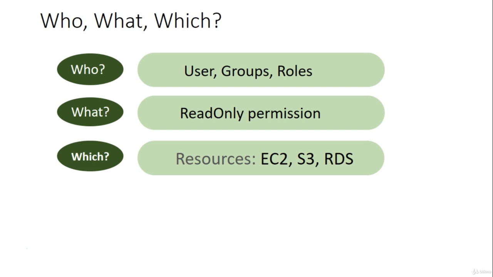Then comes the which part. This defines the resources which are allowed to be accessed by the user, group or roles. Examples of resources are EC2 instance, that is your virtual server, S3, Simple Storage Service, RDS, that is Relational Database Service.